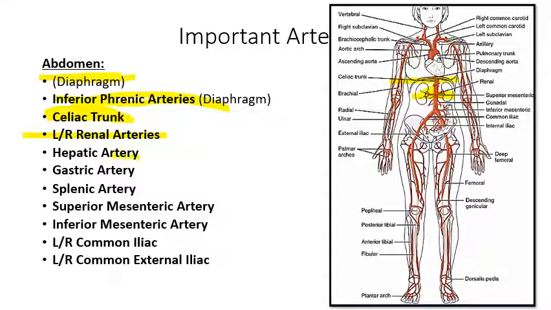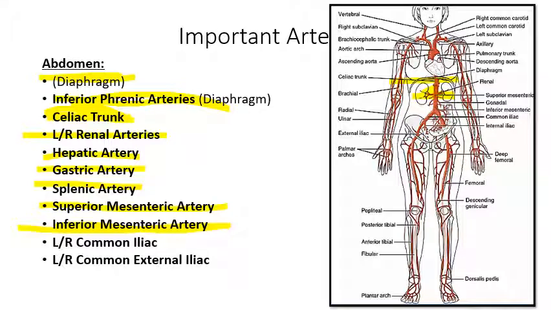We have a hepatic artery that supplies, what does the word hepatic mean? Of course, it means the liver. We have the gastric artery, which supplies the intestines. We have the splenic artery that supplies the spleen. Then there's a superior and inferior mesenteric artery. We'll talk about those later.